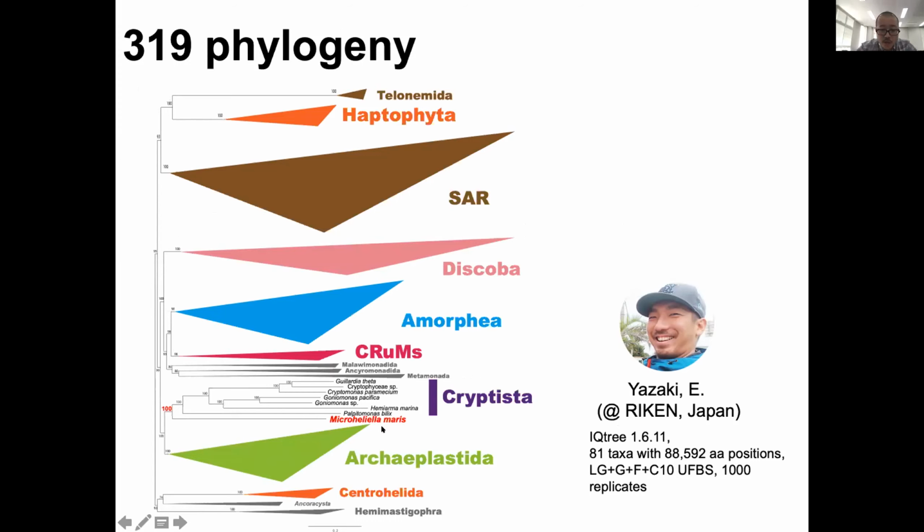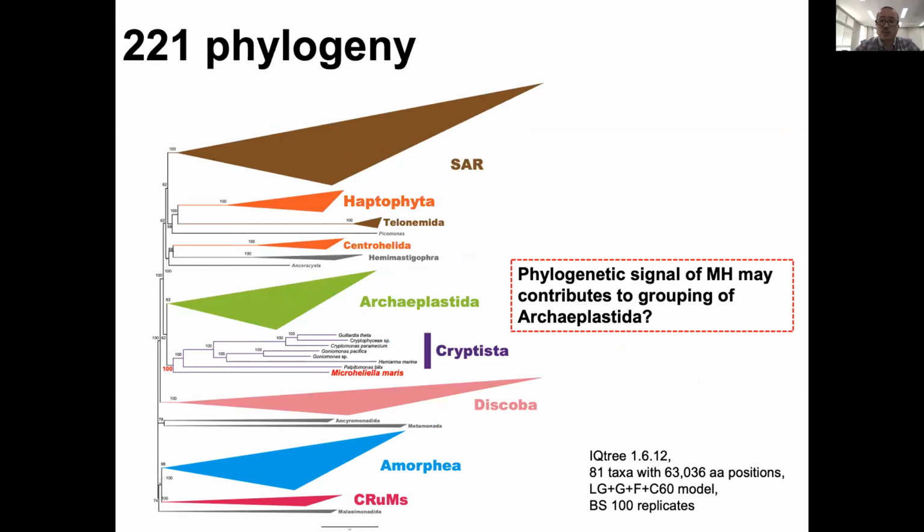You can see MH is here. MH forms a clade with Cryptista with the highest bootstrap value. And the MH and Cryptista clade is a sister of Archaeplastida. And this is the result of a smaller dataset. MH is consistently shown as a sister of Cryptista here with the highest bootstrap value. And the MH and Cryptista clade is also a sister of Archaeplastida.